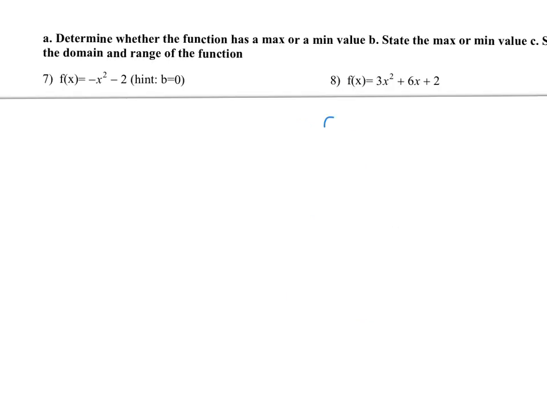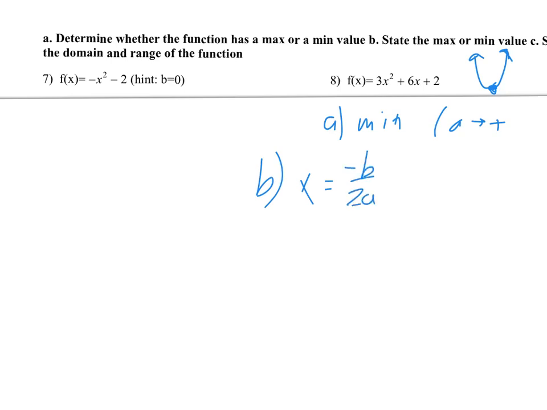All right, next up here, we need to state the max or min value. Now, I already know part A, I already know it has a min because A is positive, and whenever A is positive, the parabola looks like this. So I know the vertex is actually the lowest point on the graph. To find the min, I need to find the vertex. So I'm going to find the x value of the vertex first, which is negative b over 2a. And so in this case, that'll be negative 6 over 2 times 3. So that's negative 6 over 6, so that's negative 1.